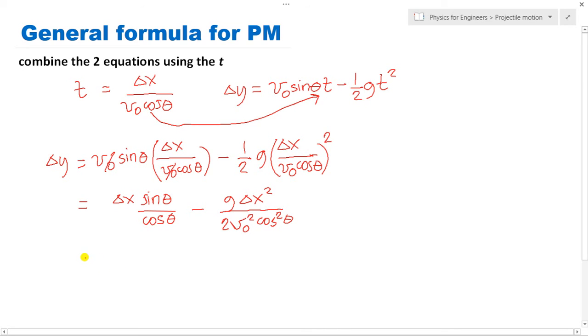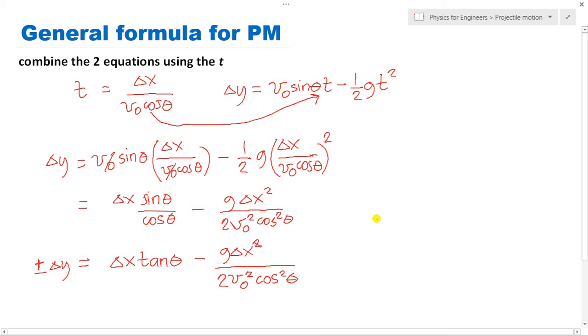And recall that the equivalent of sine theta over cosine theta is tangent of theta, so this would be delta x tangent of theta minus g delta x squared all over 2 Vo, or the initial velocity, squared cosine squared theta. Therefore, in this case, you can solve either delta y is positive or delta y is negative. So it depends on delta y.